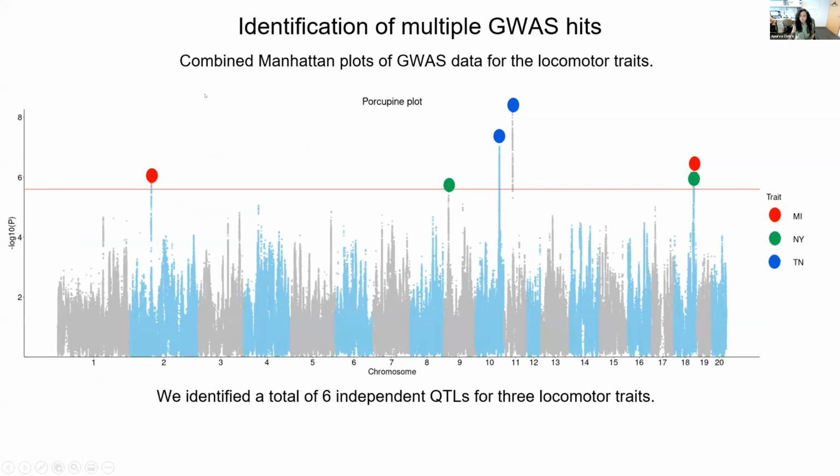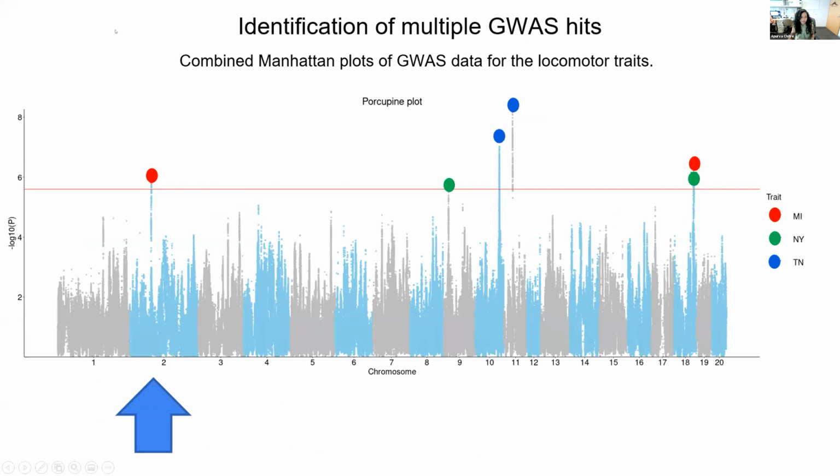So we've also mapped these three locomotor traits. And so this is a combined Manhattan plot for the GWAS data for these three locomotor traits. And you can see that we've identified a total of 6 independent QTLs. And so these are colored by the top SNP for each of the QTLs for the three traits.